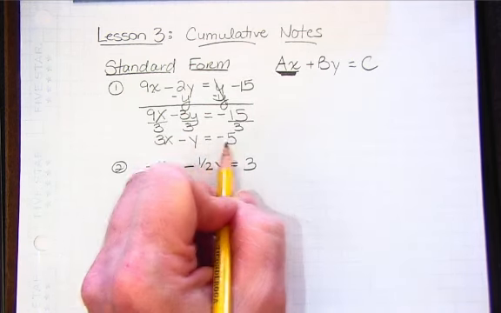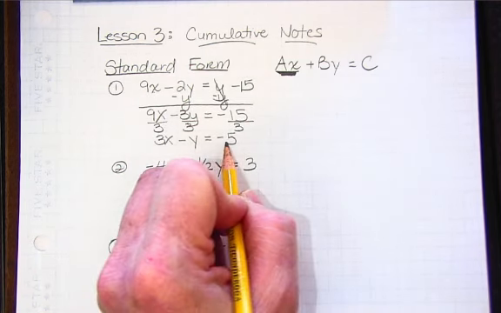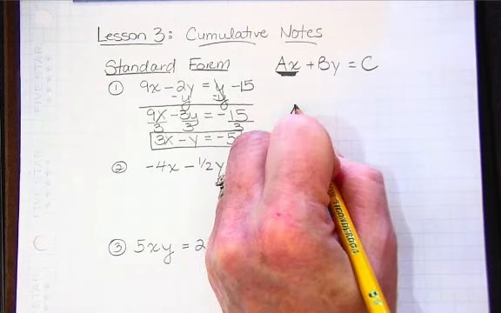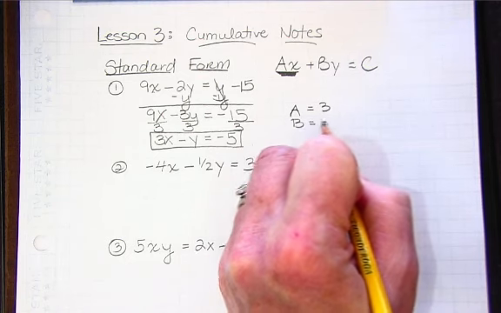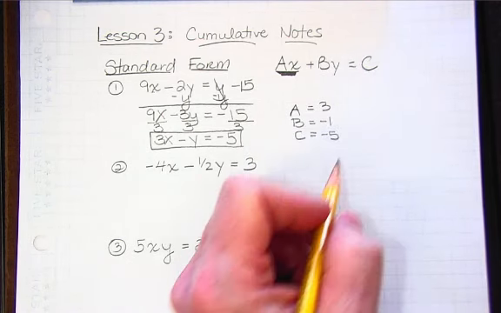Now, at this point in time, is there anything else I can do? Are these all integers? They are. A is not negative, so at this point I know my a is equal to 3, my b would be equal to negative 1, and my c is equal to negative 5.